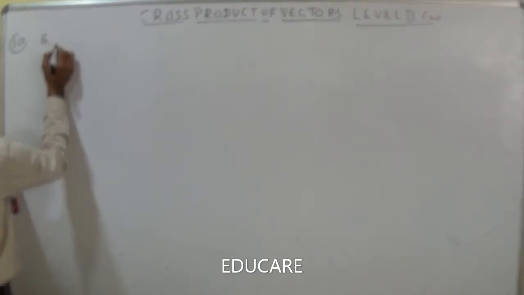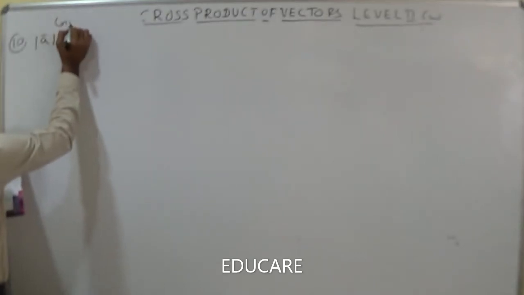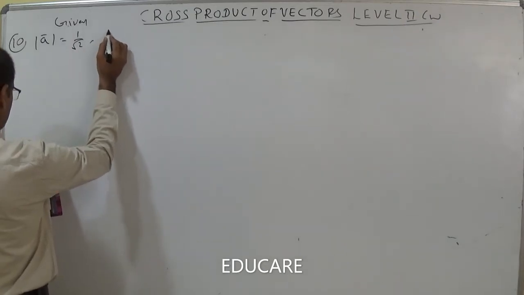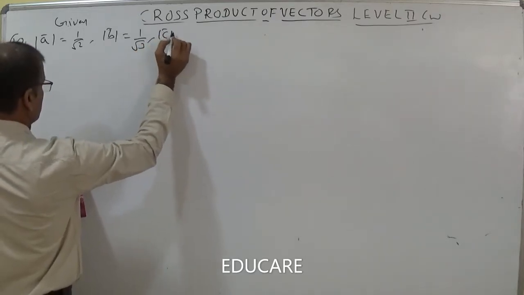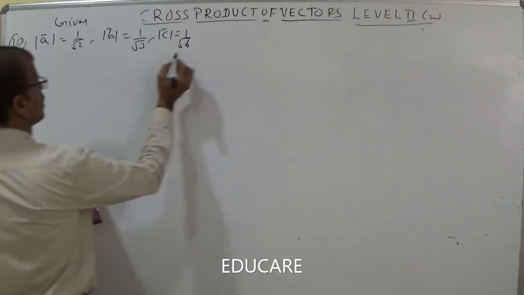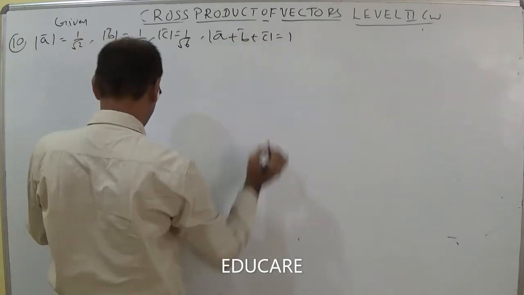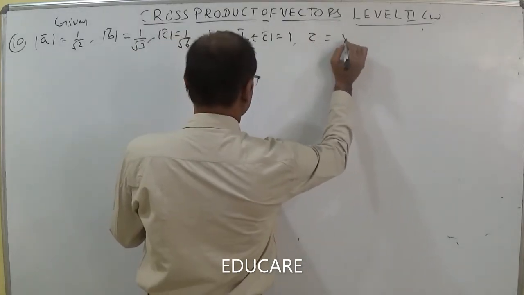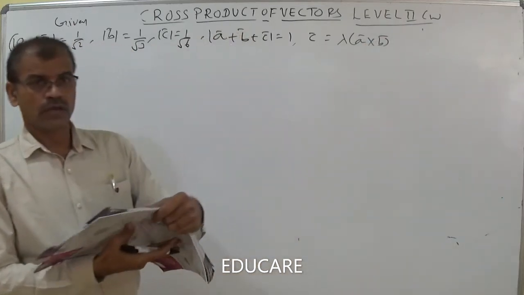A bar, B bar, C bar, such that, I am writing the given data, the magnitude of every vector is given: modulus of A bar equal to 1 by root 2, modulus of B bar is equal to 1 by root 3, and modulus of C bar equal to 1 by root 6, and the modulus of A bar plus B bar plus C bar equal to 1, and C bar is equal to lambda into A bar cross B bar.